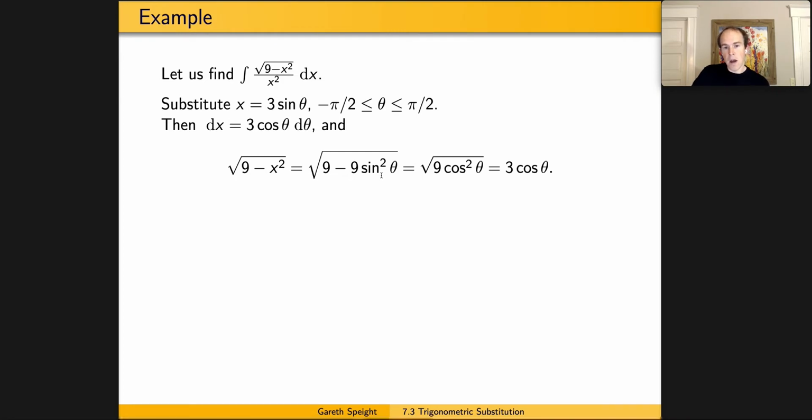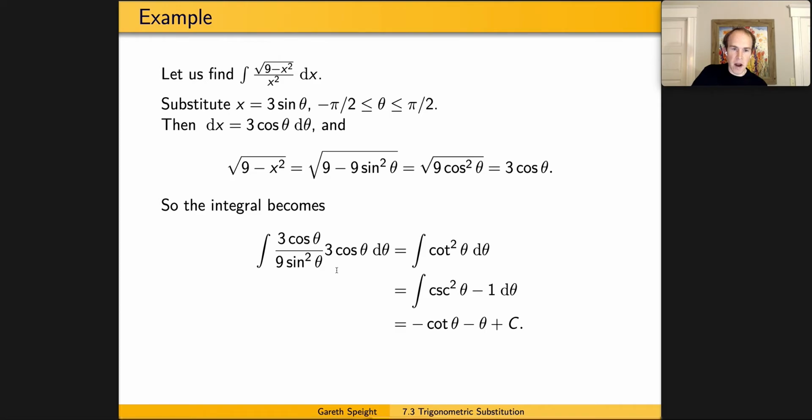9 sine squared theta. We pull out the 9, we get 9 times 1 minus sine squared theta. And then 1 minus sine squared theta becomes cosine squared theta. So we end up with 9, the square root of 9 cosine squared theta, and then we square root each piece. Square root of 9 is 3, square root of cosine squared theta. Since we're in the right half of the unit circle, we get 3 times the positive cosine theta. Okay, and now we can just jump in and substitute everything.